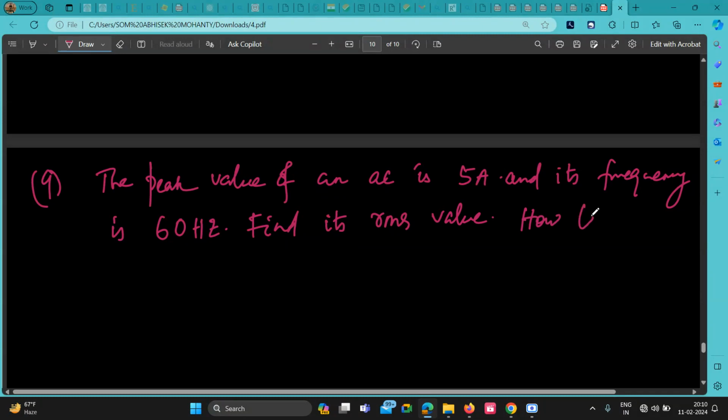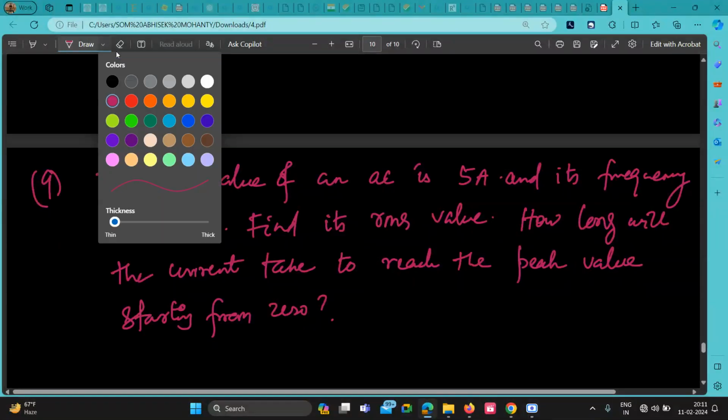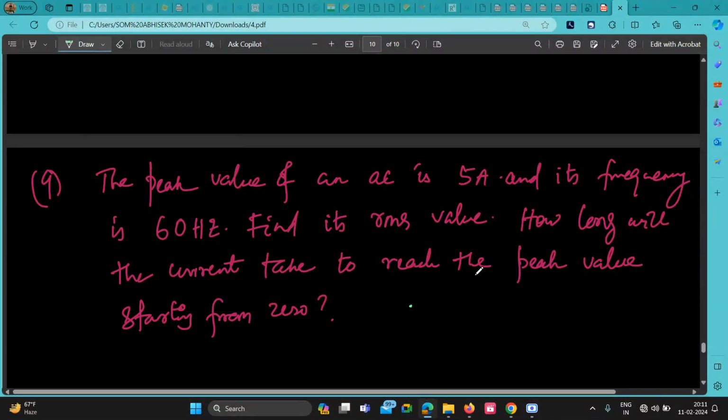How long will the current take to reach the peak value starting from zero? The peak value of an AC is 5 ampere. Its frequency is 60 hertz. Find its RMS value. How long will the current take to reach the peak value starting from zero?